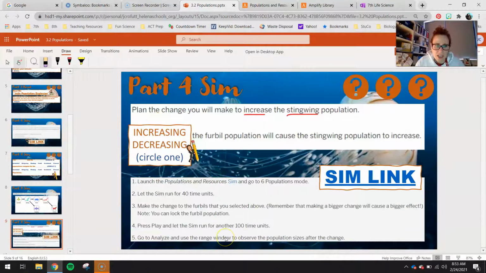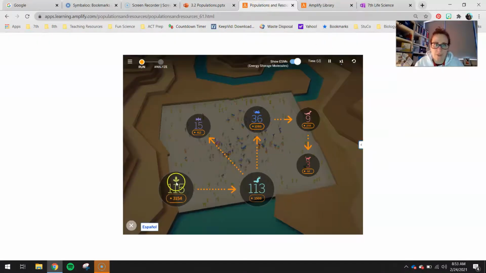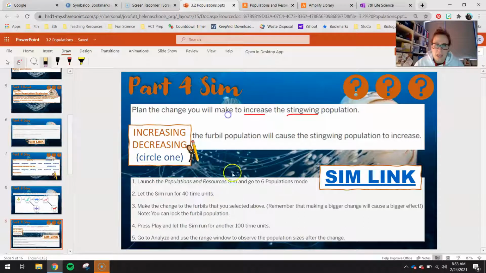And then here are your directions. So you're going to go to your 6 population mode, which you guys should already have queued up. Okay. And you're going to let it run for 40 time units. So last time we let it run for about 20 time units, so this is a little bit different. Make the change to the furbills that you selected above. So bigger change causes a bigger effect.